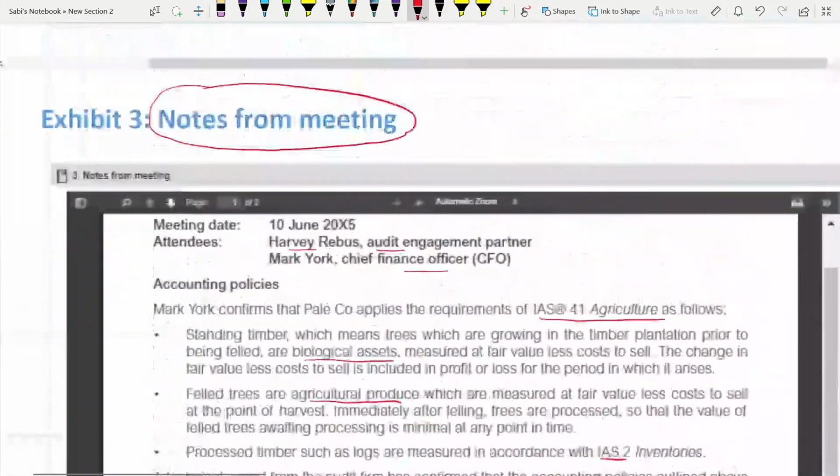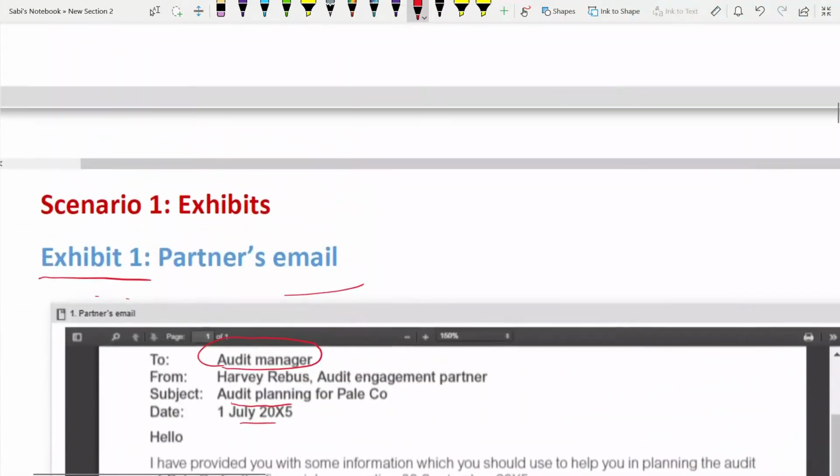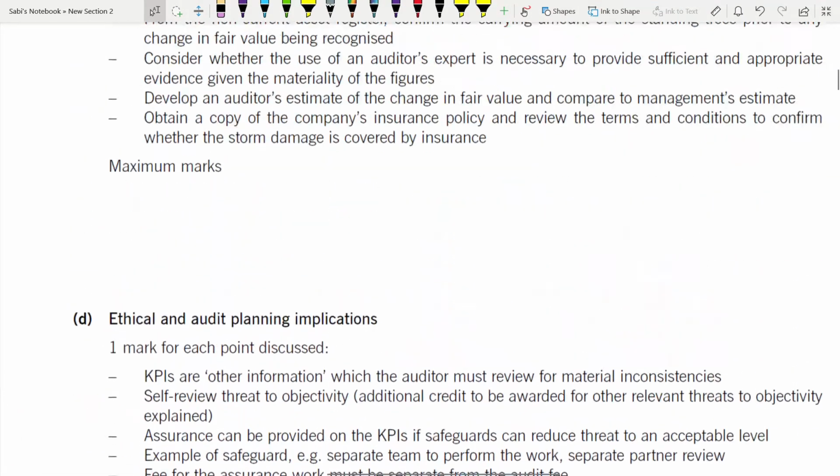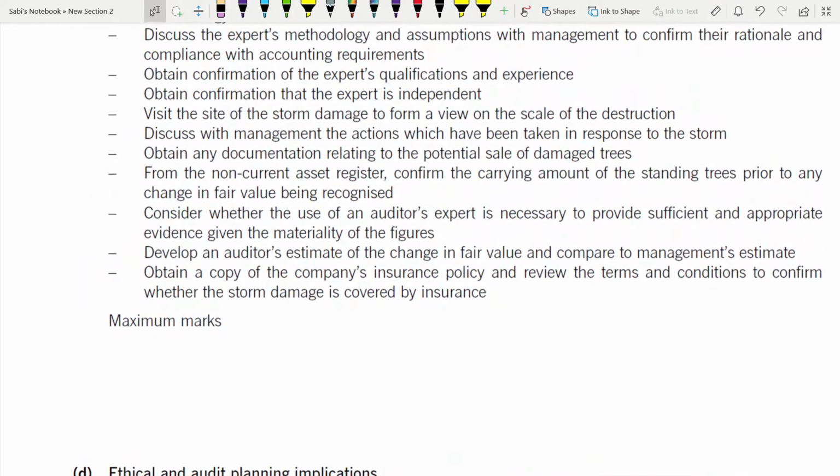So now we have gone through the scenario entirely. Now is the time for you to use your writing skills. How are you going to attack this question? Decide beforehand how many points you are going to write.